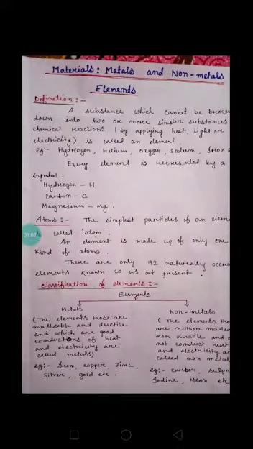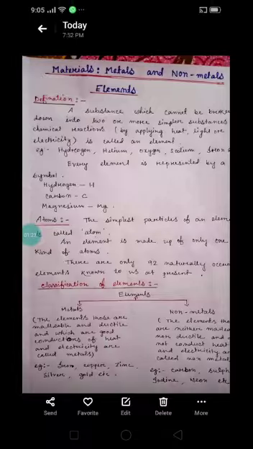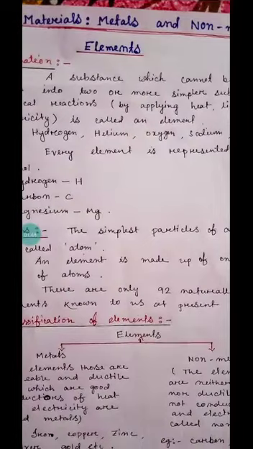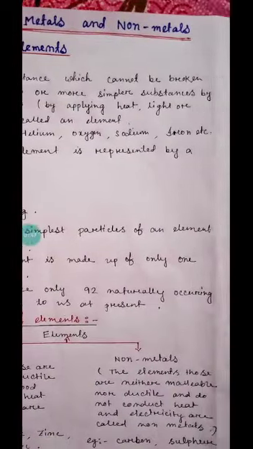For example, if we take an iron piece and it is heated strongly, like the blacksmiths are doing, it will become red hot, but it will not change to any other substance. It cannot be broken down into simpler substances. It will remain iron only. This shows that iron is an element. It is the purest form of the substance and cannot be broken down into simpler forms. Examples of elements are hydrogen, helium, oxygen, sodium, iron, etc.